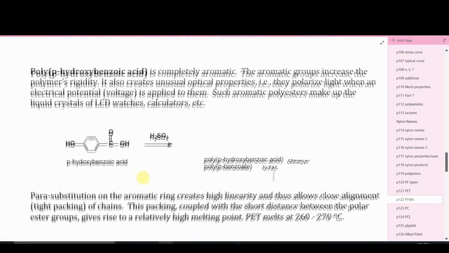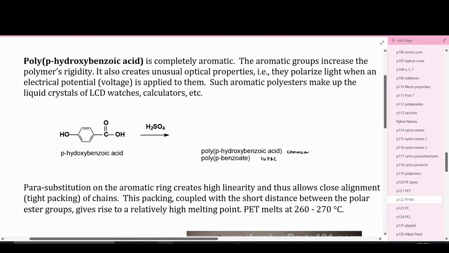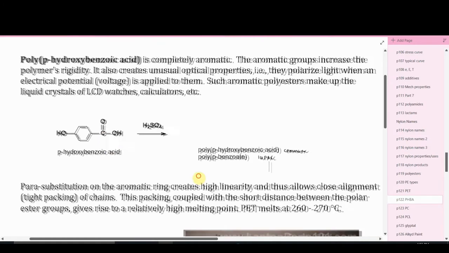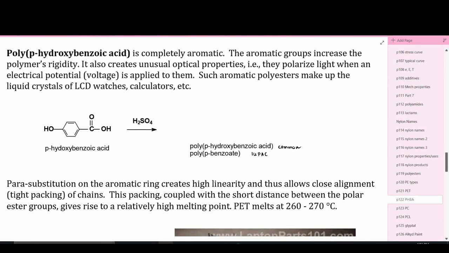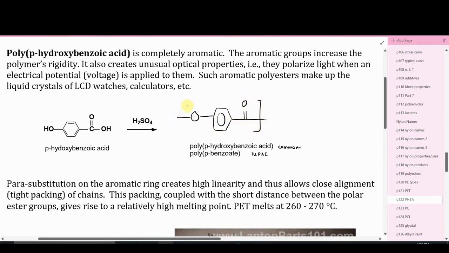Here's another polyester, a very, very simple one. This is polyparahydroxybenzoic acid. Notice here, parahydroxybenzoic acid. This will be your standard Fischer esterification reaction, protonation of the carbonyl oxygen, pi bond breaking to form that bond, another hydroxyl group from another monomer can react here at the carbonyl. So when that undergoes polymerization, we will have just simply this structure. That's about it, just a repeating unit.